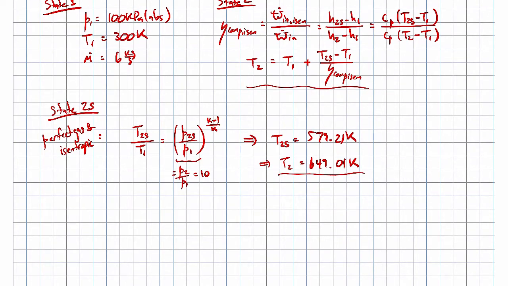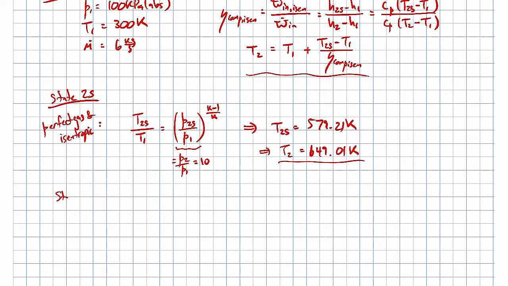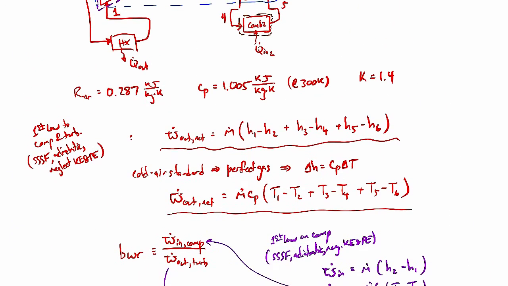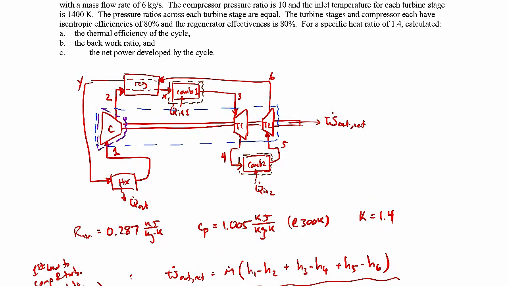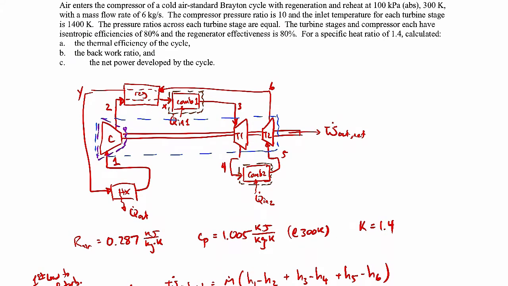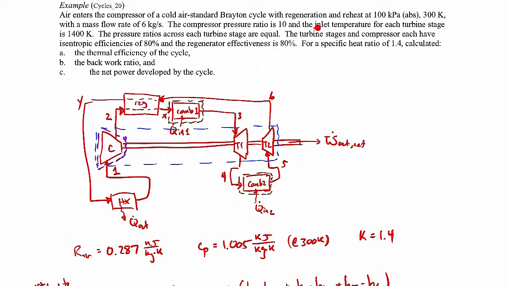Let's go to the temperature at 3. Temperature at 3 is actually given. So temperature at 3 is coming out of the combustor. We're told the inlet temperature for each turbine stage is 1400 Kelvin. So state 3 leads right into the first turbine. We'll come back to state X in just a moment. Okay, we'll do that toward the very end when we analyze the regenerator. But for now we're told that T3 is 1400 Kelvin.